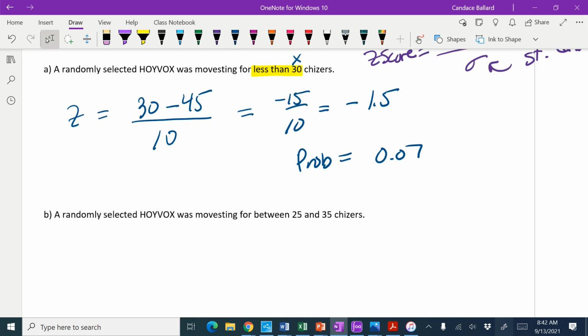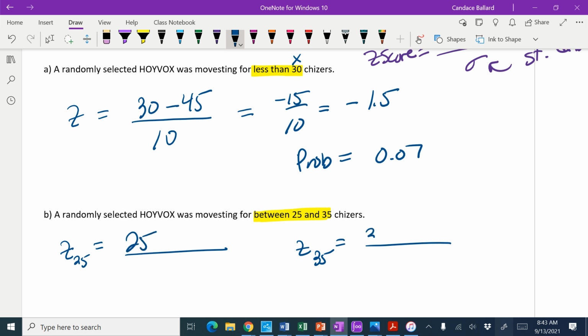A randomly selected Hooyvox was movestine for between 25 and 35 cheesers. What is important? Between 25 and 35. So I need to calculate 2 z-scores, and then I'm going to subtract their probabilities. So z-score, and I'm just going to write a little subscript for the notation. I need the z-score for 25, and I need the z-score for 35. This one's the 25, that one's the 35.